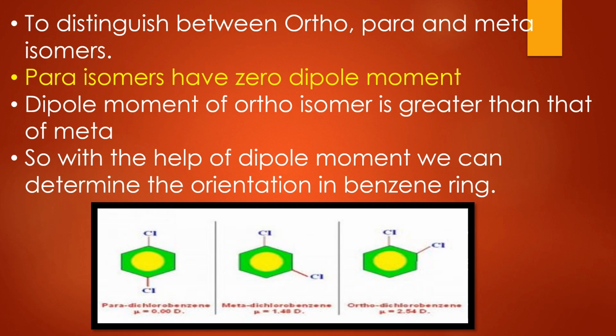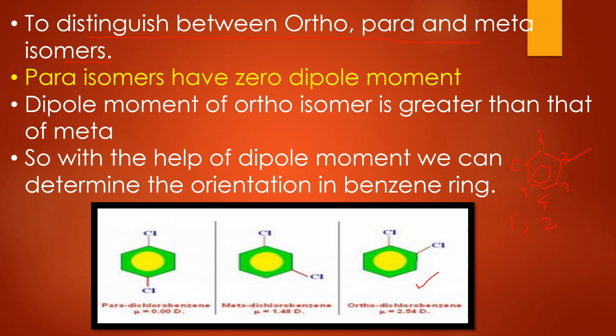Now the next is that dipole moment is used to distinguish between ortho, para and meta isomers. First of all you should know what ortho, para and meta isomers are. Whenever there is a benzene ring and two substituents are present on the benzene ring, then three possibilities are there. You know that this is the benzene ring, and this is carbon 1, this is the second carbon, this is the third carbon, this is the fourth carbon, this is the fifth carbon, and this is the sixth carbon. Then if the substituents are present at positions 1 and 2, that means these two positions, then this is called ortho, like this is ortho.